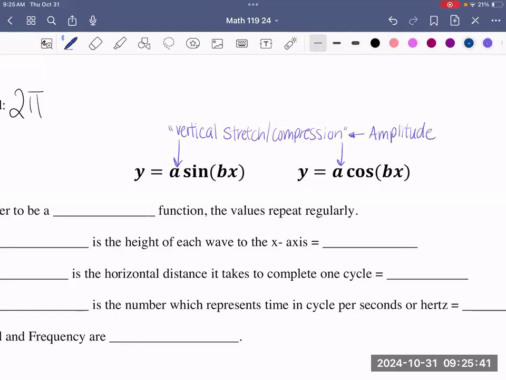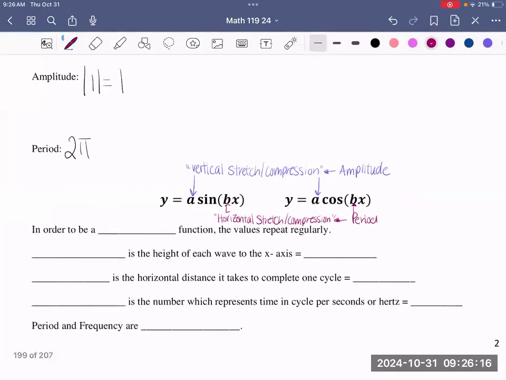So if that is your amplitude, where do you think your period is going to be located? Well, B here is your period. This is called your horizontal stretch and compression. We don't really use those words here for trig. Instead, we say amplitude or period. And again, that is going to be for your B here. So this value is going to be located right next to your x value.